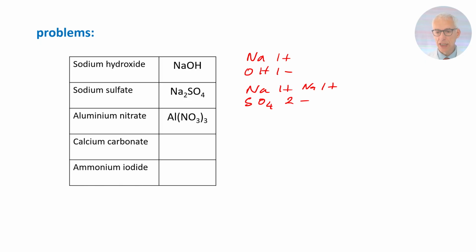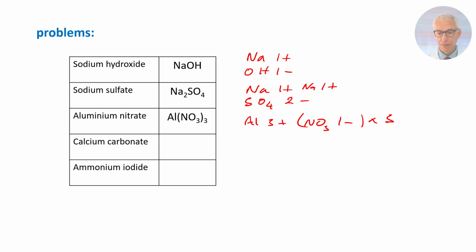Aluminium nitrate, well, aluminium in group 3 is 3 plus. The nitrate is 1 minus. So I need to have 3 of those. So I place nitrate inside the bracket and multiply everything inside the bracket by a 3 with a subscript 3. So 1 aluminium, 3 nitrates, 3 plus and 3 times 1 minus.